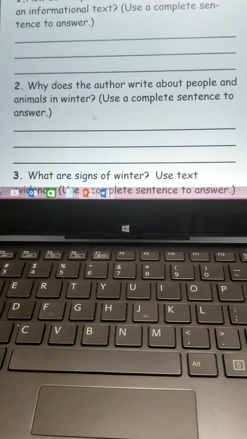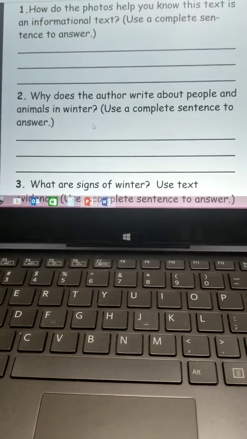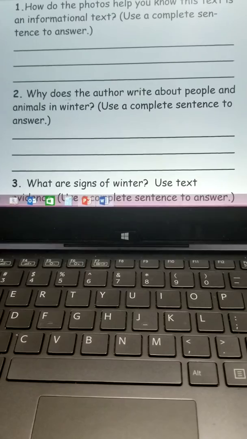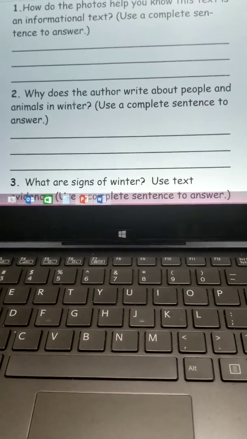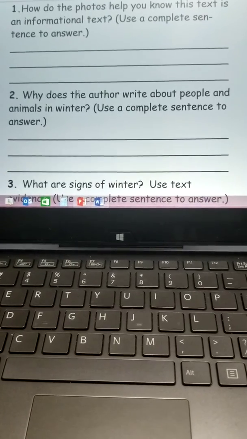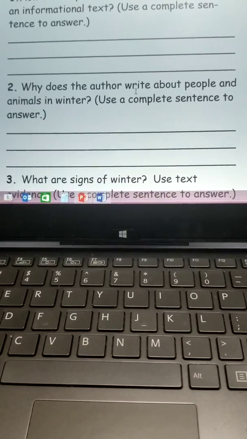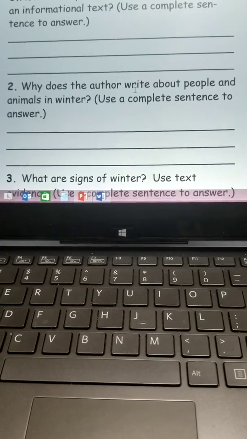Okay, don't give me examples of people and animals in winter. They're asking, why does the author write about people and animals in the winter. It's an informational text, so keep that in mind. Why would he use people and animals for his informational text?